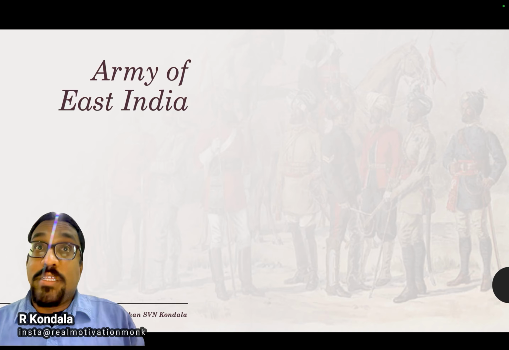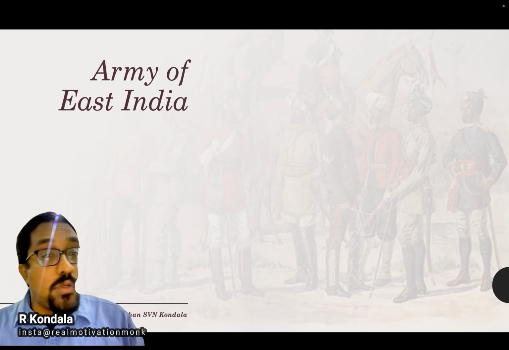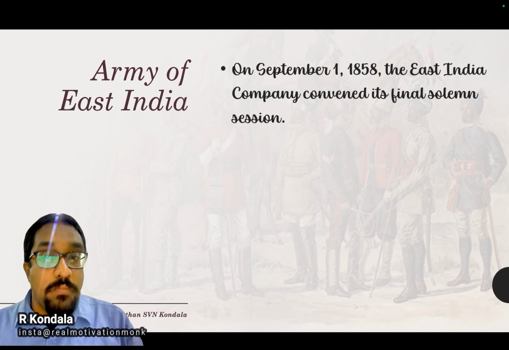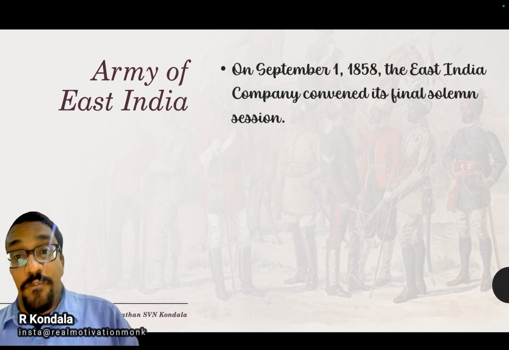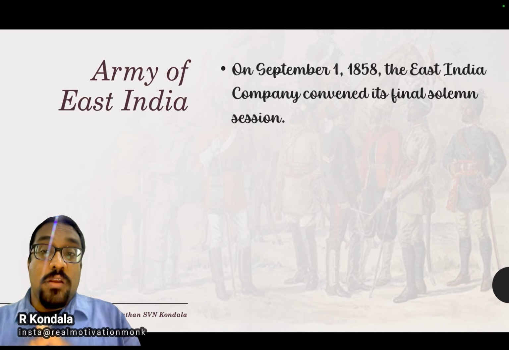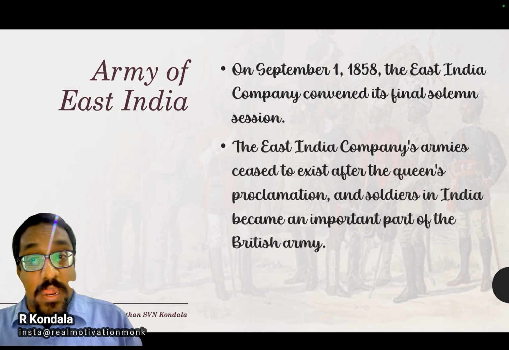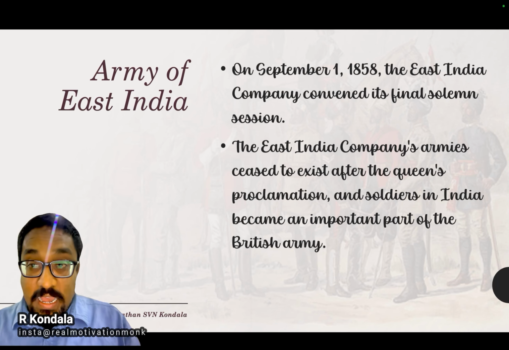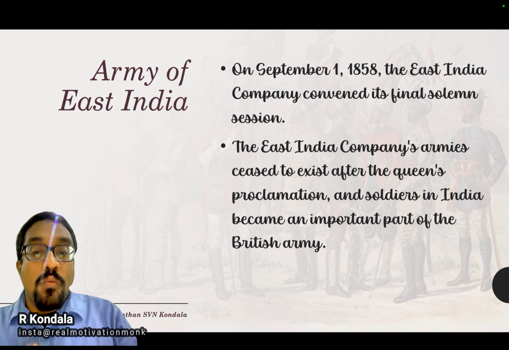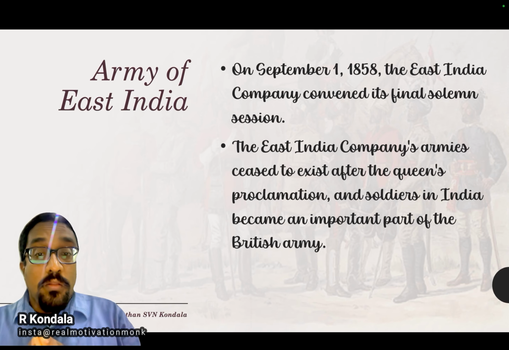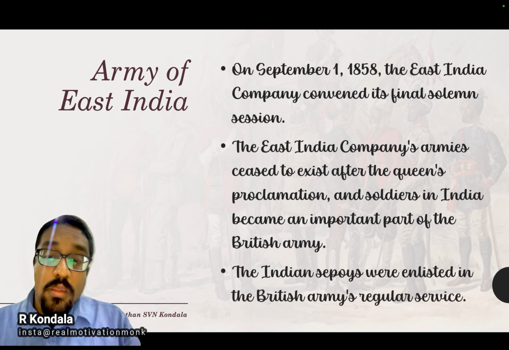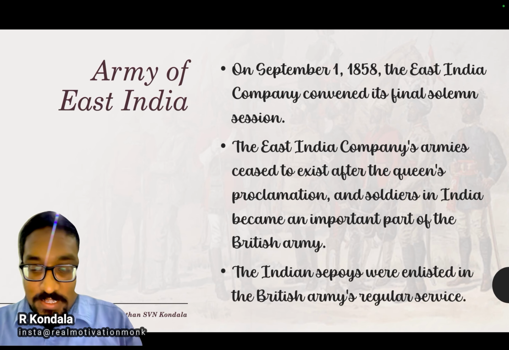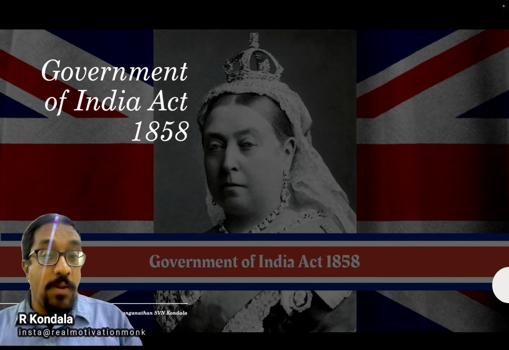Simultaneously, some important changes were made. The first important change was the Army of the East India Company. Formerly, the East India Company had a very big army. On the 1st of September 1858, the company conducted its last session. It was declared that the East India Company's armies henceforth were not to exist in India, and that the soldiers of this army were now to be part of the newly created British Indian Army. Indian sepoys were enlisted in the British Army's regular service, so there was to be no discrimination.